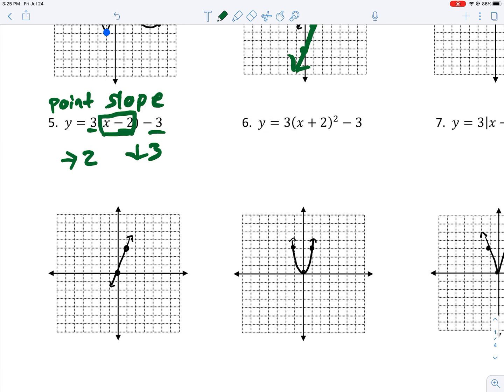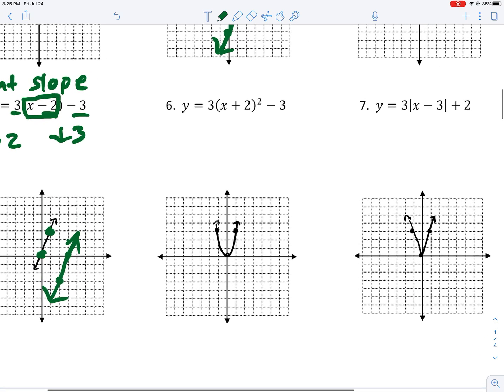Why right 2? Because what makes that equal to 0 is positive 2. Positive 2 is to the right. This is down 3. So I'm going to move this point right 2 and down 3. 1, 2, 3. Move this point right 2, down 3. And then I just reconnect the graph. Right, reconnect the dots, and there's my function. There's my translation.